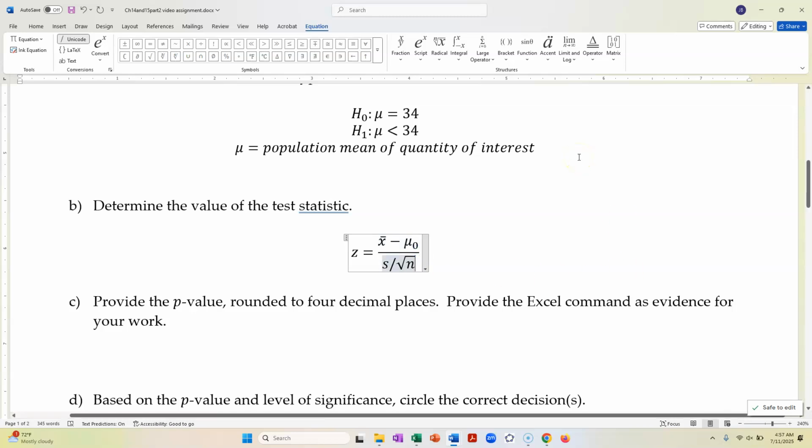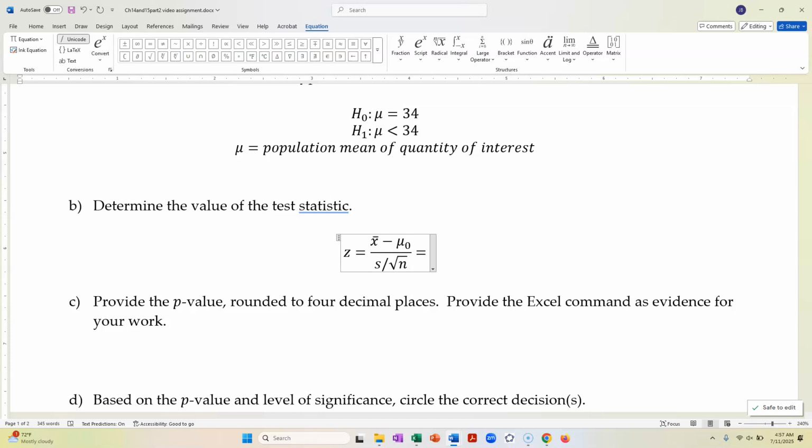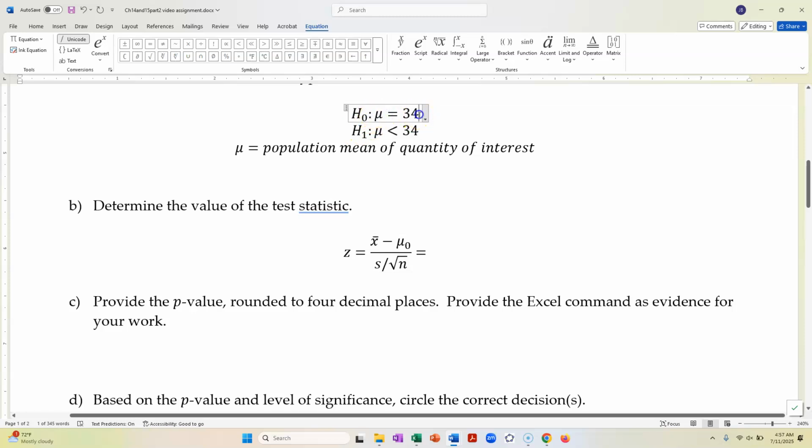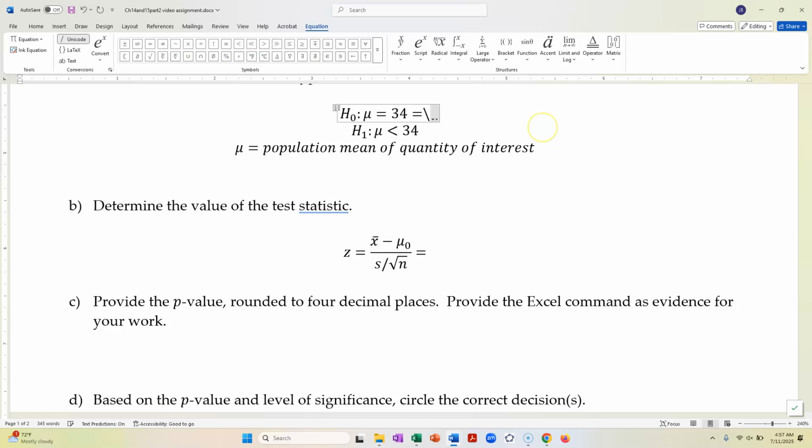Now I said I was going to talk about mu naught. The reason I call it mu and mu naught: mu is truly, as we said, the population mean of quantity of interest, right? So that's in the hypotheses. The 34 that I'm using is actually what we would call mu naught.